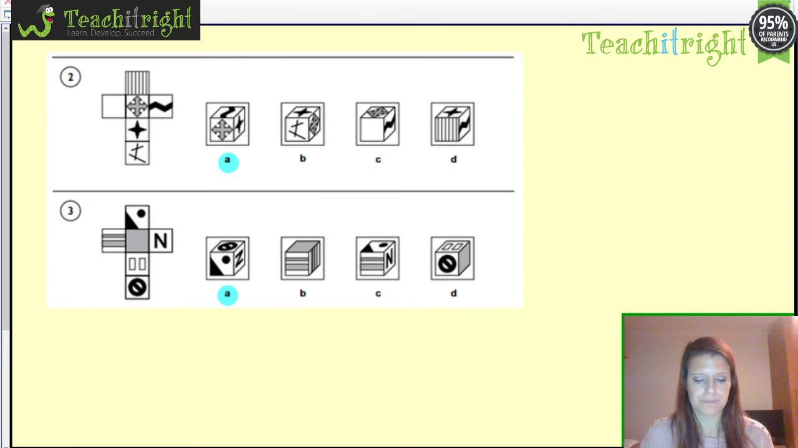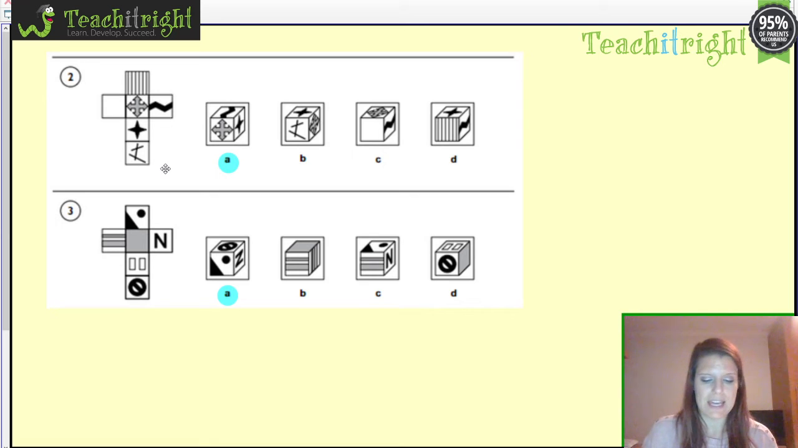Number 2, it is not B because we have faces that are next to each other and should be opposites. Same with option C and D. So the wrong answers can all be eliminated for the same reason here, because there are faces that are next to each other, which should be opposite.